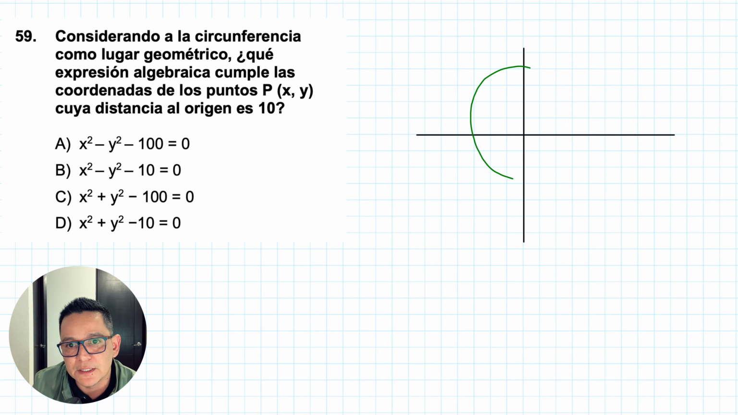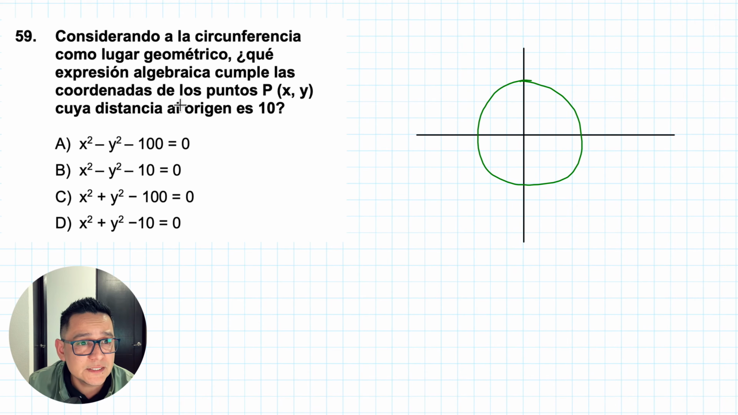It won't look perfect, but just imagine it's a circle centered at the origin. Something like this, okay? And it's asking you, which of those has the property that the coordinates of the points x and y have a distance of 10 from the origin? Meaning that from here to here, it's 10. As you can see, this distance is really the radius, right? Now I'm going to ask you right away: tell me how much the radius squared is worth. Well, it's 100, right?